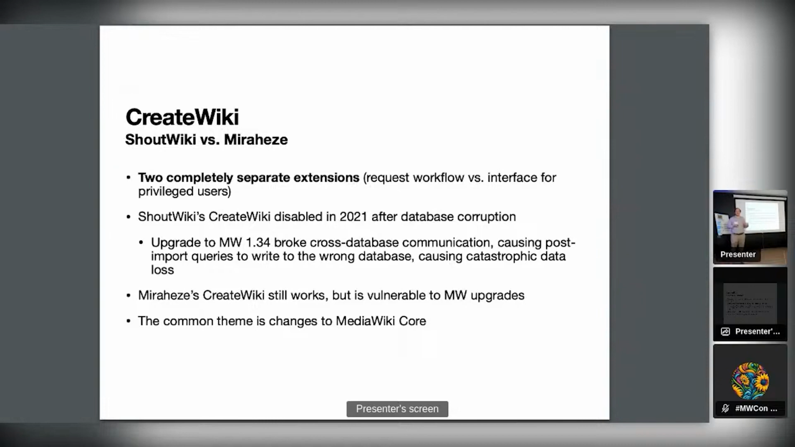So on one of them, CreateWiki was just straight up disabled because it caused a catastrophic database corruption incident where it made assumptions about what database it was writing to. And as of 1.34, those assumptions no longer applied. So it continued writing to the database thinking it was setting up a new wiki when really it was changing a different wiki, which is bad, very bad. So they just cut it all off.